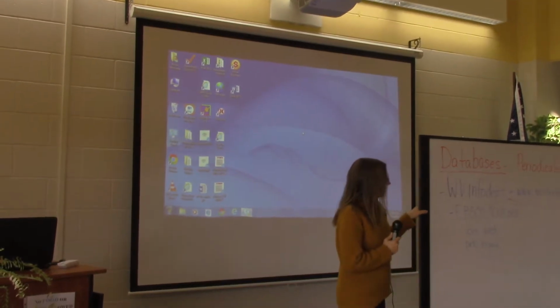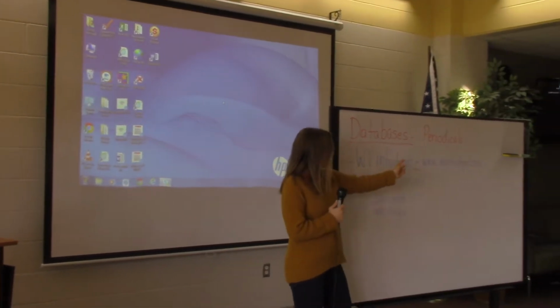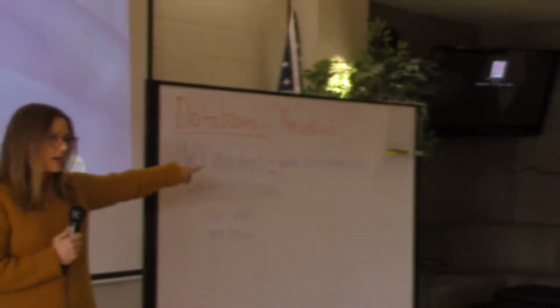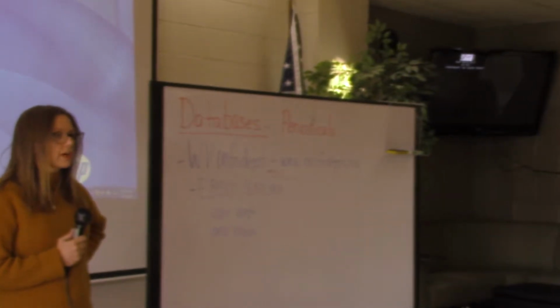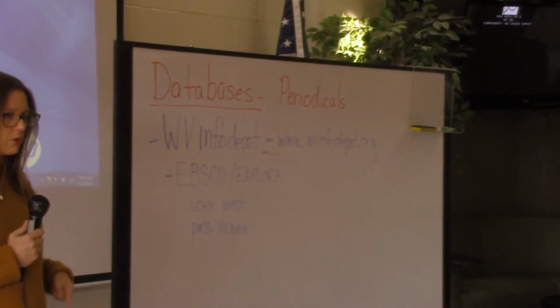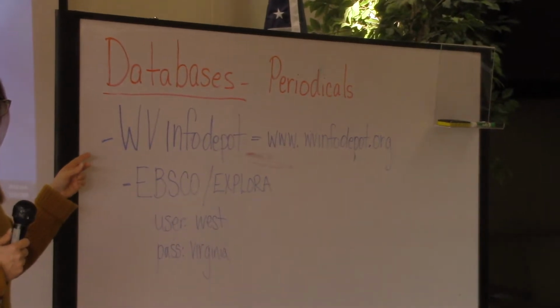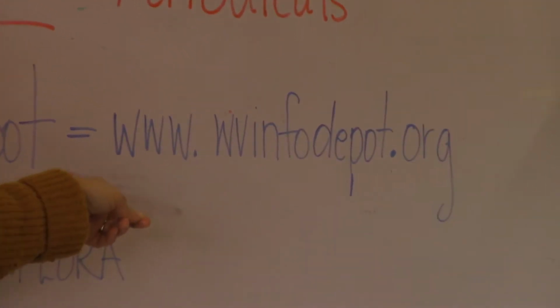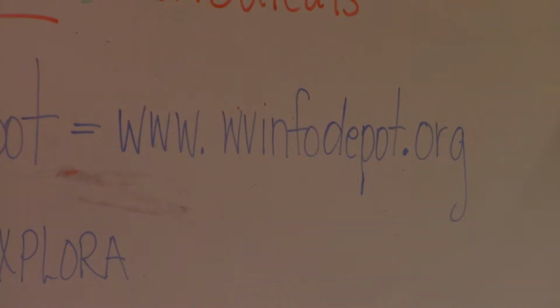Okay. You'll notice over here that I put a web address. It is westvirginiainfodepot.org. In your address bar, the URL bar, please type that in exactly. Every one of you write this down, because if you do research at home, you're not going to have a quick link tab. You're going to have to go type this into the address bar. So please make sure you type that in exactly. If you type in .com, it's not going to take you to the right place.